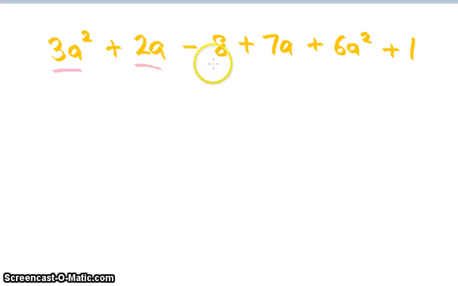So we move on. We identify the a. Oh, there's a square here. There's another a square here. There's another a square here. They can actually do something to each other. They can either add or they can what? Plus. So a square and a square. There's a constant here, negative 8. And there's a constant here, positive 1.